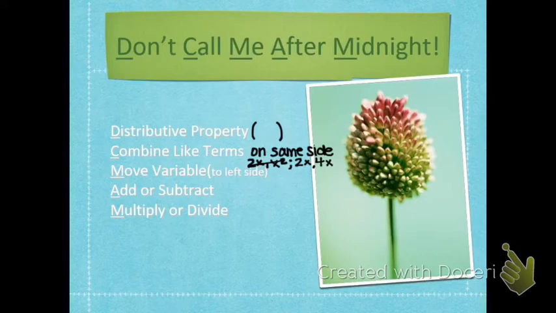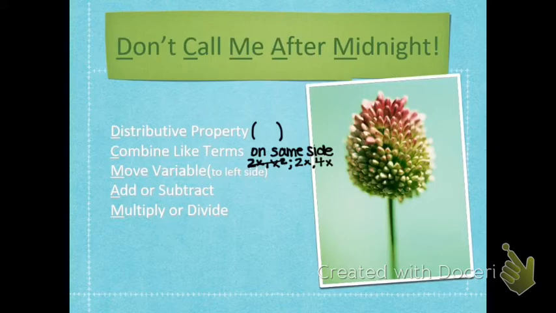But we're going to do our best. If we have to move a variable, we like to move it to the left side. Then we get to after. The A stands for add or subtract. If there is a number that needs to be moved away from the variable, and it can be moved with addition or subtraction, we're going to do that next.